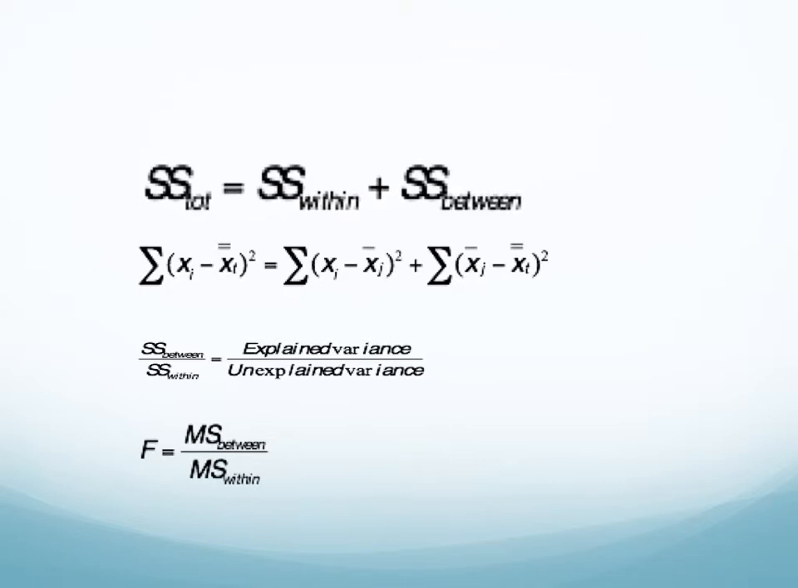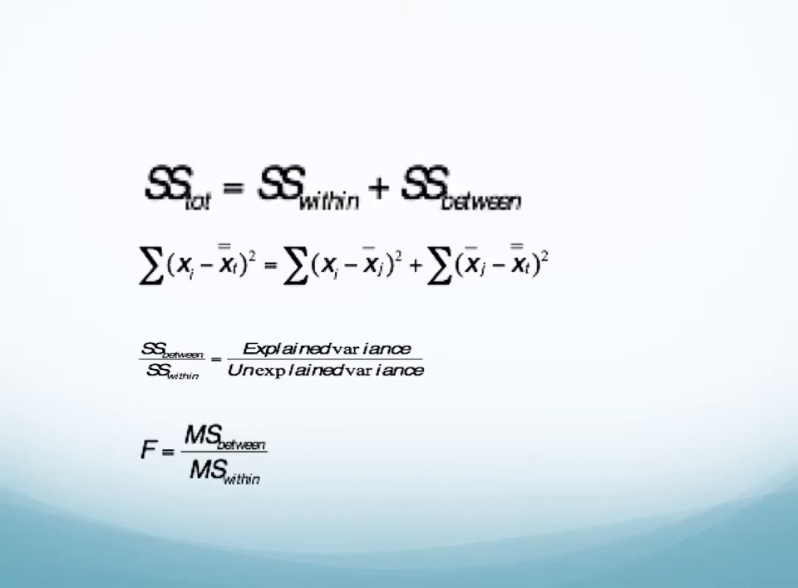These are the mathematical expressions for partitioning error for analysis of variance. The sum of squares total is partitioned into sum of squares within and sum of squares between. Sum of squares, of course, is the sum of the deviations, xi minus x total. So this is the individual score compared to the overall mean, that quantity squared.